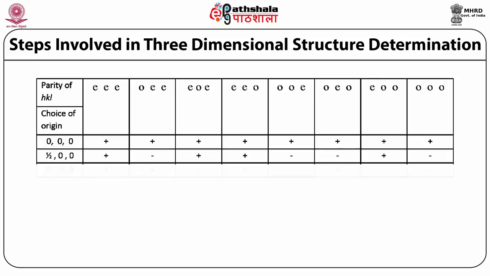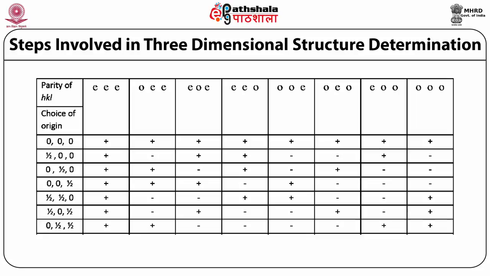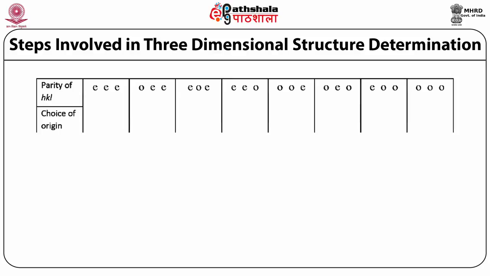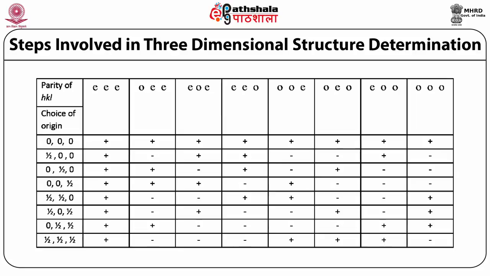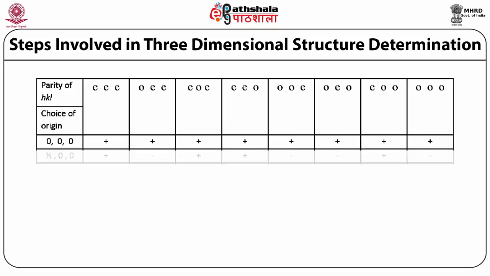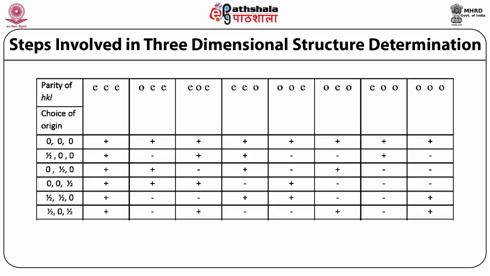Whenever the origin is moved from one point to another, there will be a phase factor occurring. For example, if the origin is moved from 0,0,0 to half,0,0, the extra phase factor is minus 1 power h. So now, we are trying to fill up the second row by looking into the parity of h reflections given in the header. First h reflection parity is even, therefore minus 1 power h will be plus. So I am putting plus in the second row.